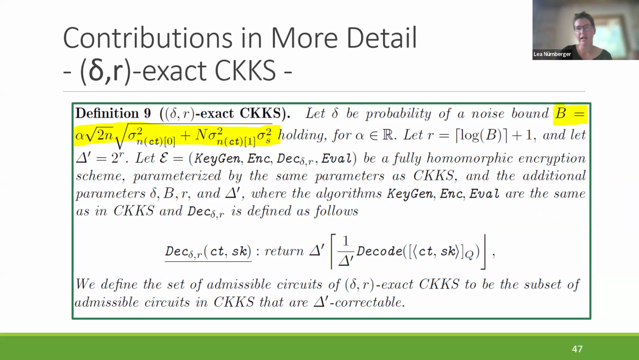Therefore, they might fail. And delta is the probability of the noise bound holding, therefore 1 minus delta is the probability of the noise bound failing. So in contrast to the ideal functionality of R exact CKKS that we would like to obtain, we have two minor things that we need to concede. The first thing is we only achieve it with high probability. And the second thing is we need this condition of delta correctability.